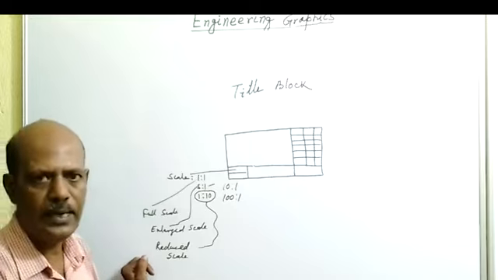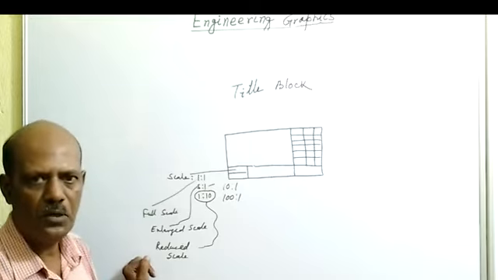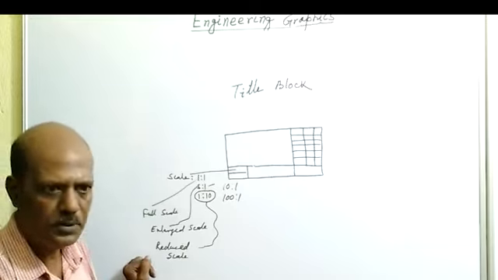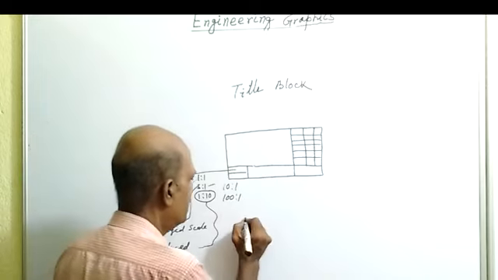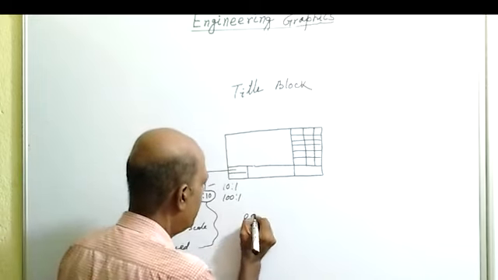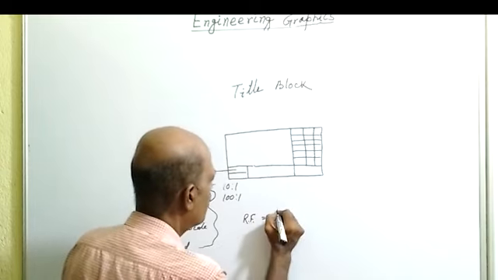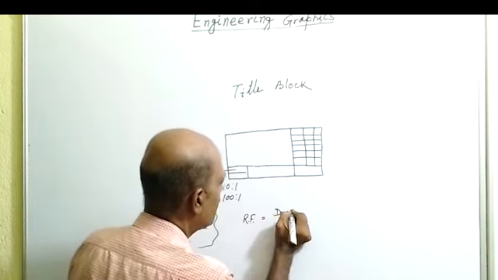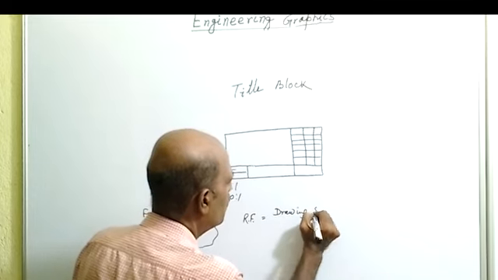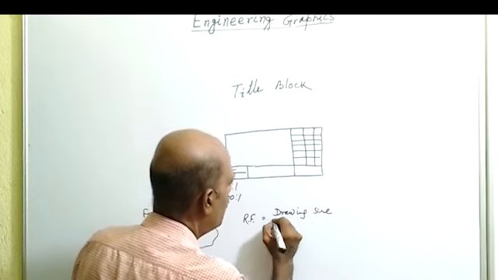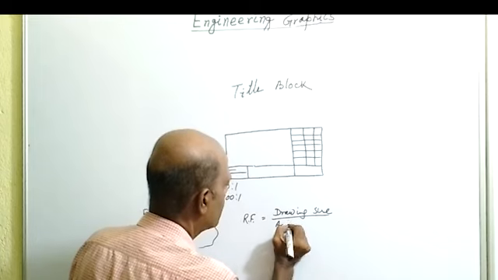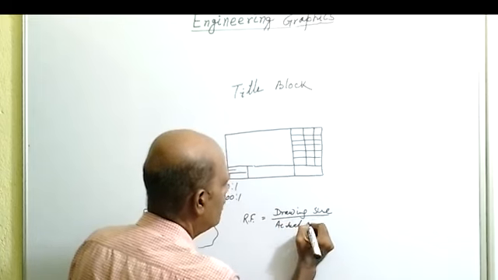So what is scale? Scale is the ratio of drawing size to object size, or it is given in terms of RF, that is representation fraction, equal to drawing size to the actual size of the object.